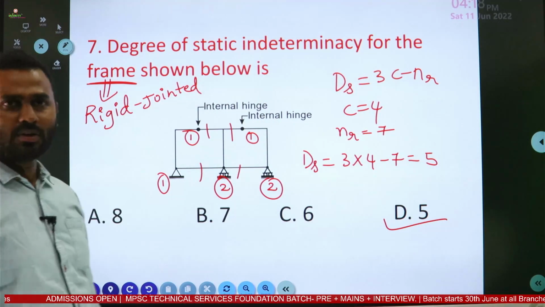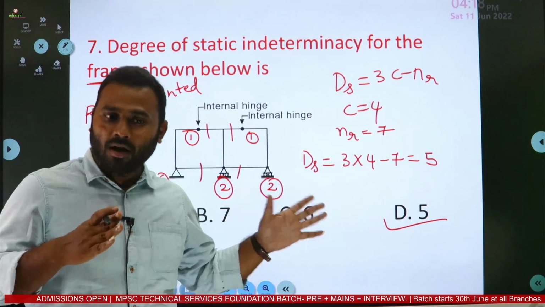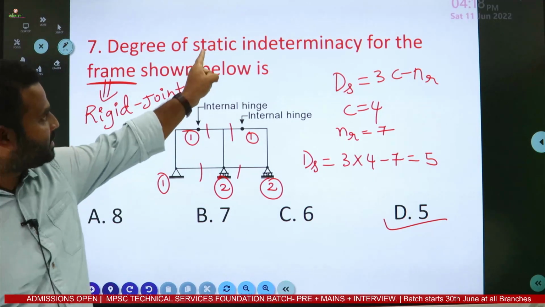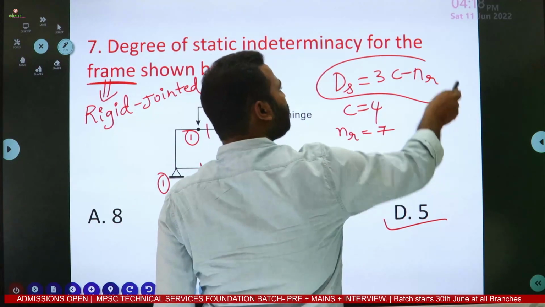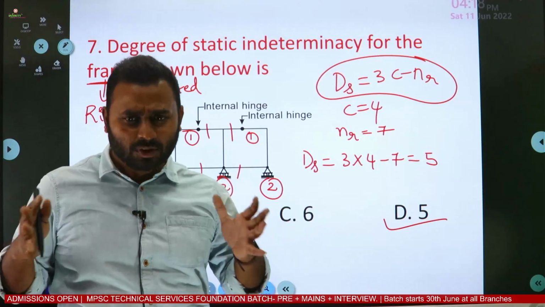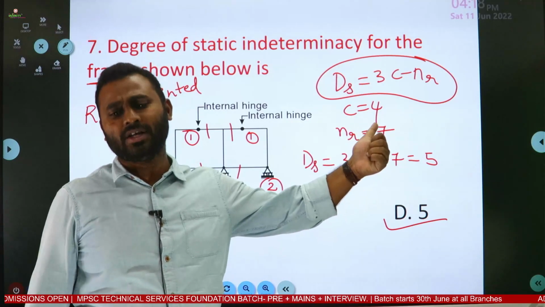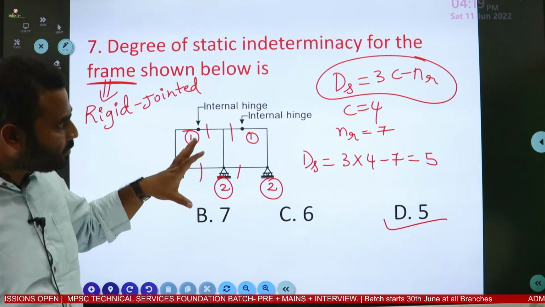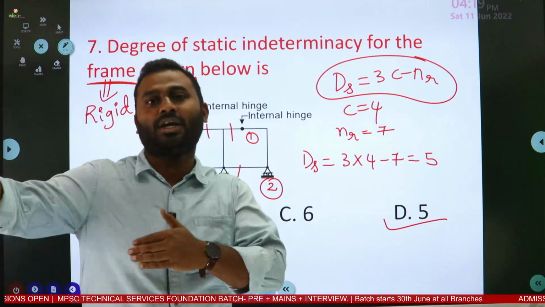As simple as that. Not exactly the same question, but we have solved a very good number of questions on this model, finding out the ds, static indeterminacy, for rigid jointed structure based on this formula. In many books and materials, you find some other formulas also, but they are very lengthy and time taking. So whatever formula is given here is more than enough, and of course it is easy. Easily we can find the ds. Clear? 3c minus nr. So these were the total 7 questions asked in the exam in the year 2019.